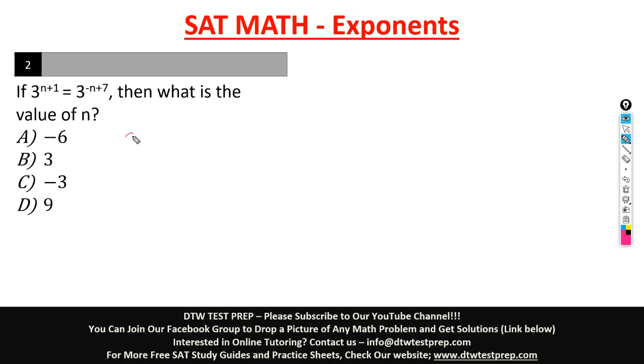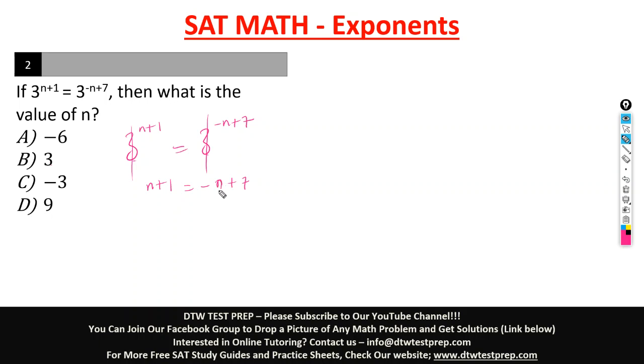Okay, so here we have 3 raised to the power n plus 1 equal to 3 raised to the power negative n plus 7. So it's easy here. Since they have the same base, just cancel it out. Remember your exponent laws. When it cancels out, we're left with n plus 1 equal to minus n plus 7.